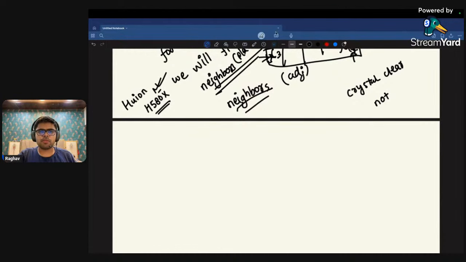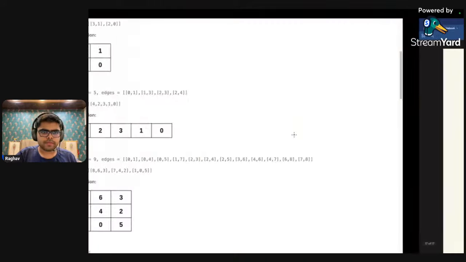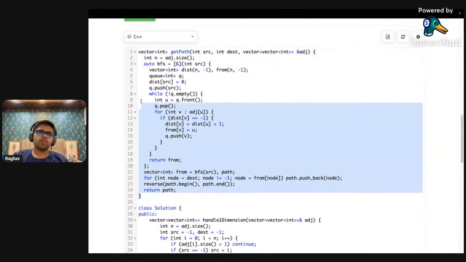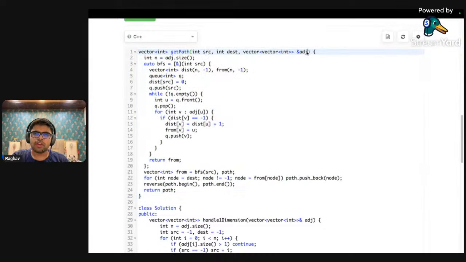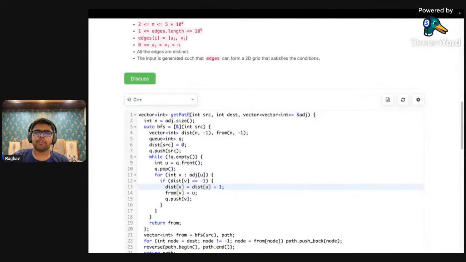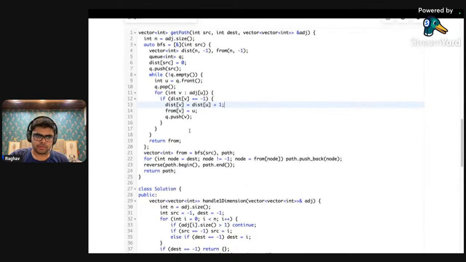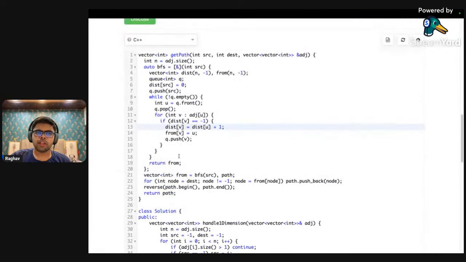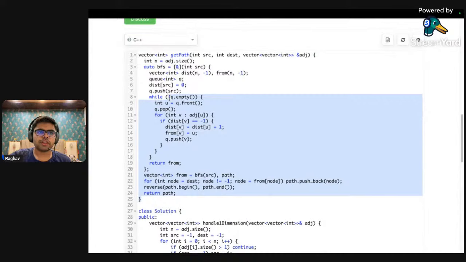Okay, let's move on to the next problem. Oh, sorry. Let's move on to the code then. So this is a code snippet for finding out the path from source to destination. This is something I had already written and I have kept it in my templates. So whenever in any problem I have to find out the path from some node to some other node, I just copy paste this template and I can use this function. If you want, you can also copy my code. Like you can also keep this code with you. It is tested as well.